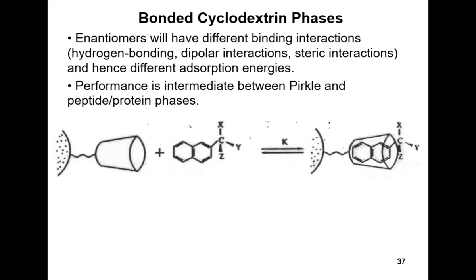But if there is a chiral center attached to the part of the molecule which fits into the cavity, then keep in mind that you've got an array of hydroxyl groups and they're pointing in specific orientations. That chiral center will interact differently with that ring of OH groups depending on the orientation of the groups. So if you swap, let's say, groups Z and Y in position, they are now going to experience different interactions with that array of OH groups on the cyclodextrin.